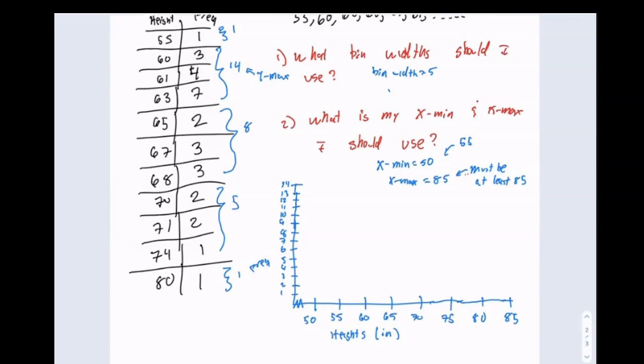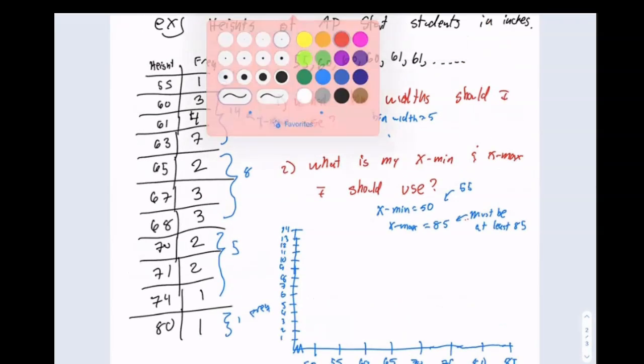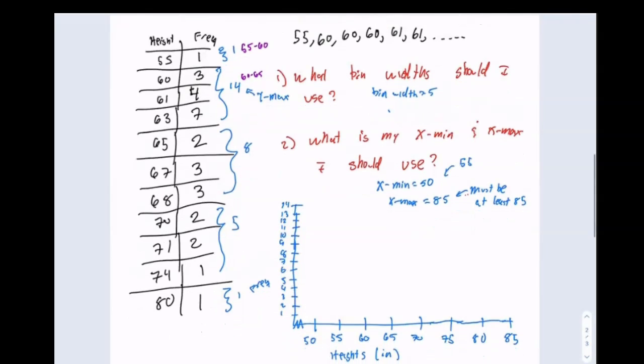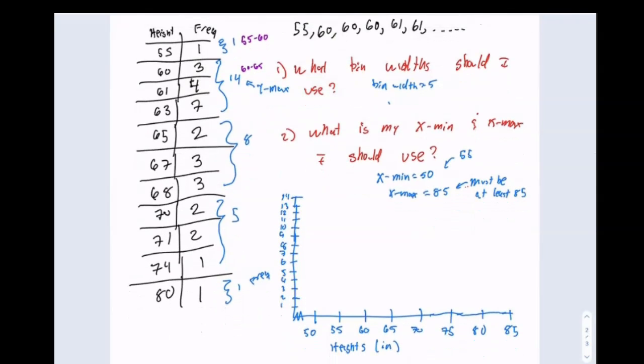So this one right here is for my 55 to 60 bin. Then this one right here is my 60 to 65 bin. Okay, so my first bin doesn't start into 55, and so that's going to go to 1 right there. And I can put the little 1 right there.